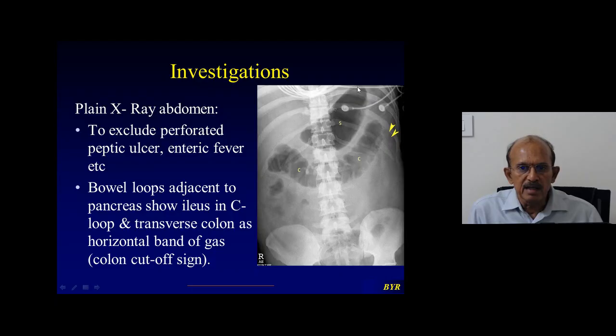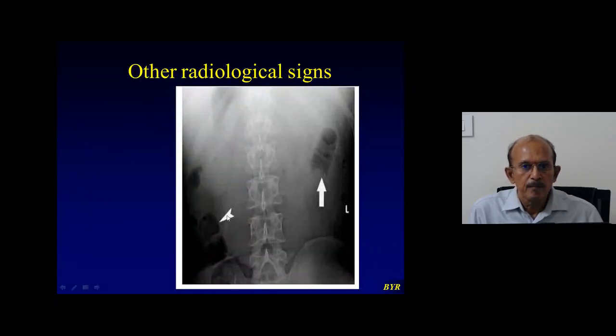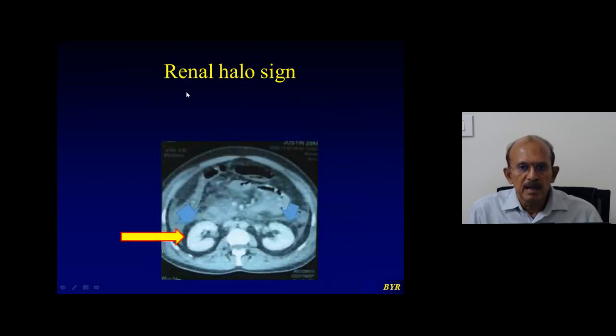Of course, this is the dilated stomach. The other radiological signs being sentinel loop. So here and there, one or two loops of the bowel you will see because of the paralytic ileus. Renal halo sign. That means around the kidney there will be collection of the fluid, and it gives a halo around the kidneys, both the kidneys.